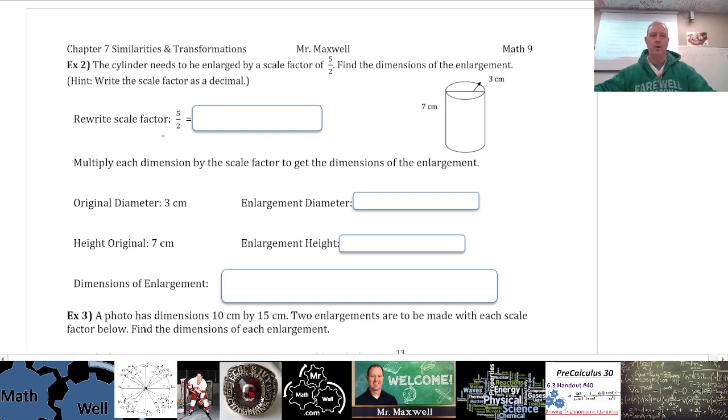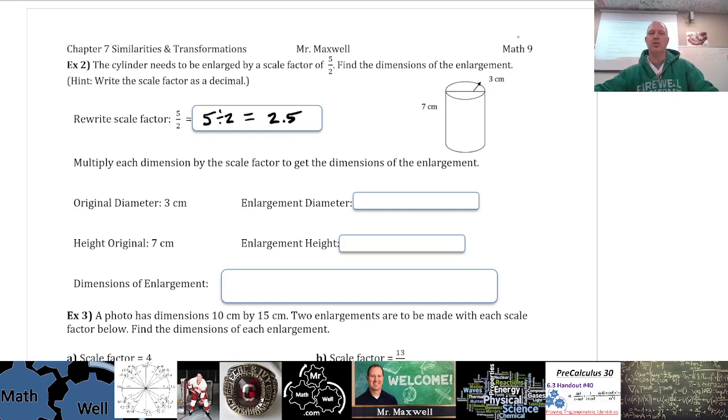So if we write this as a decimal, what's the decimal of 5/2? Anyone know that offhand? You could actually do that in your calculator too, but yeah, what is it? Yeah, it's 2.5. And you can literally do 5 divided by 2 on your calculator if you don't know. So 2.5, sometimes it's easier to use your calculator and work with a decimal than a fraction. I get it. So you might want to convert your scale factor to a decimal if it's not already.